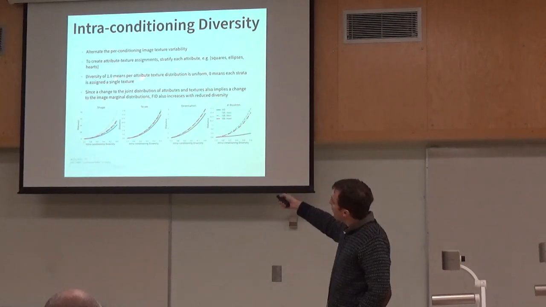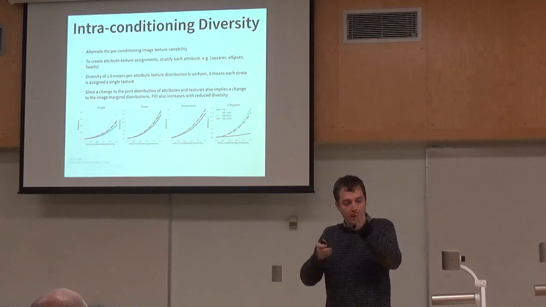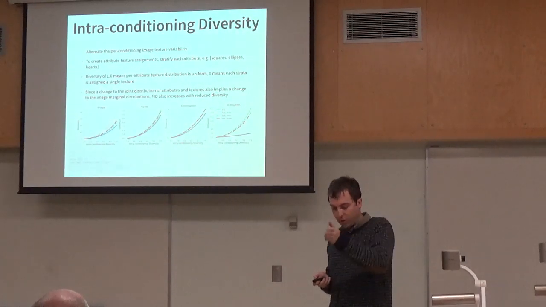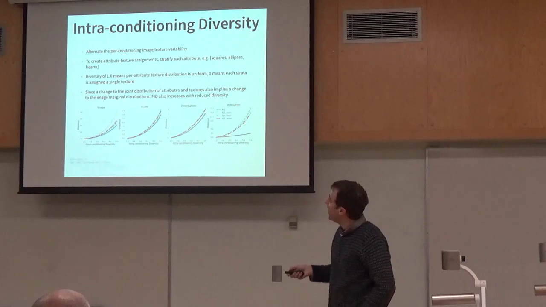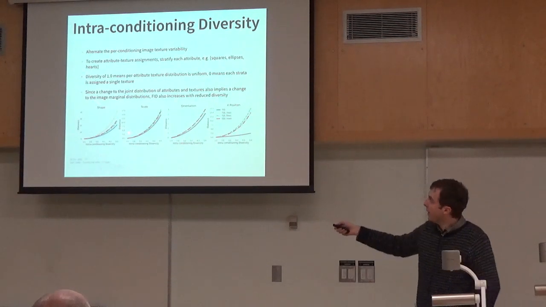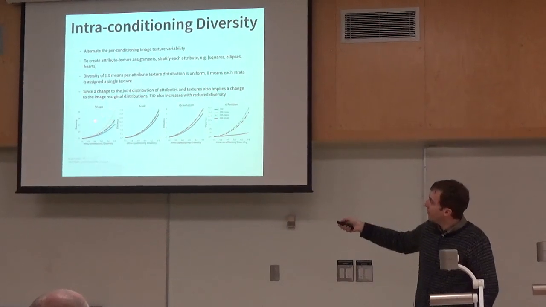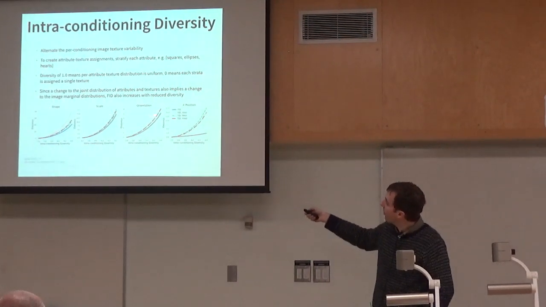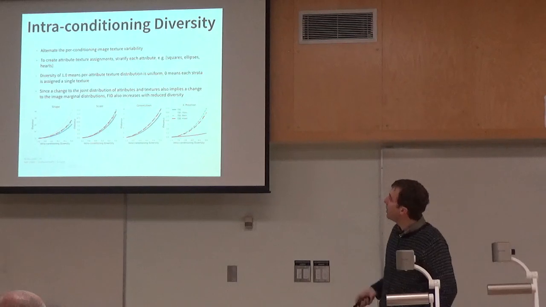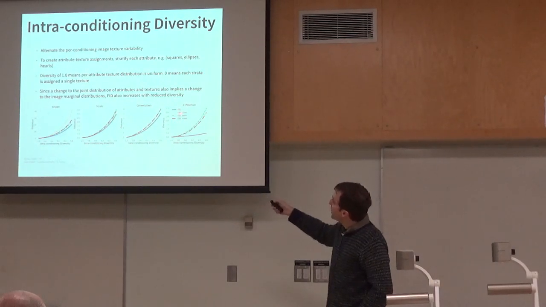And then anything that was a middling score of diversity means that the particular texture would be peaked over a particular attribute. And so we can adjust the diversity in each of these conditionings, whether it be shape, scale, orientation, or X position. And again, we see that FJD is sensitive to the change in diversity.